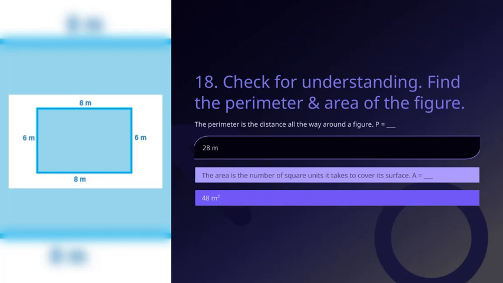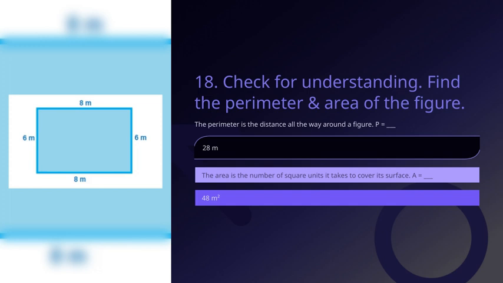All right, now let's check our understanding. We're asked to find both the perimeter and the area of this figure. Remember, the perimeter is the total distance all the way around the shape. It's like measuring the length of a fence that surrounds it. In this case, the perimeter is 28 meters.